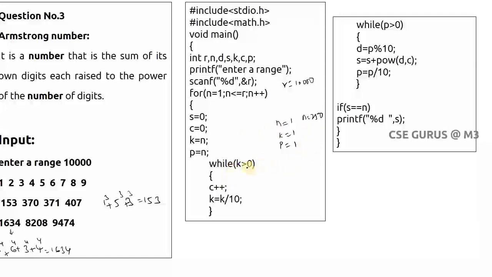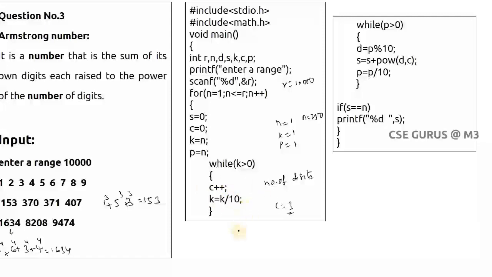Why it is required, you can see here. This loop is the logic to find the number of digits in a given number. Let us suppose I take the example 153, your C value will become 3, because 3 digits are there in total. If I take 8208, C value will become 4 because the total number of digits is 4. To get that count, while K is greater than 0, initially C value is 0, C plus plus, that means C value will become 1.